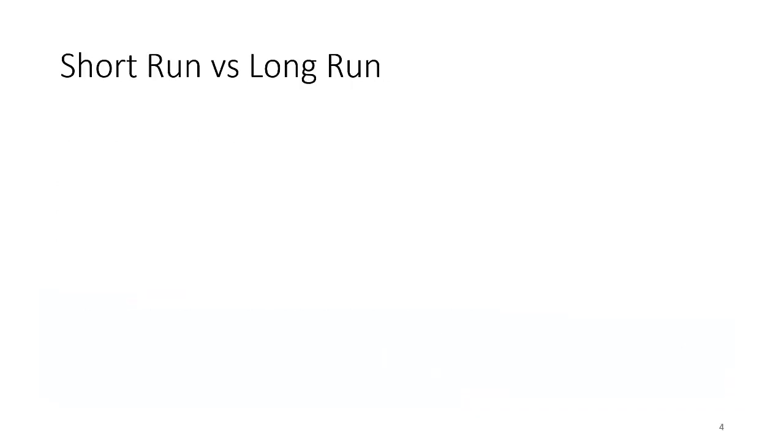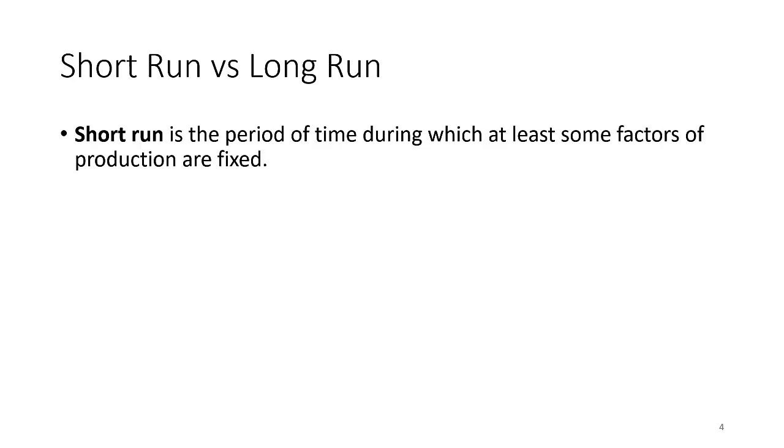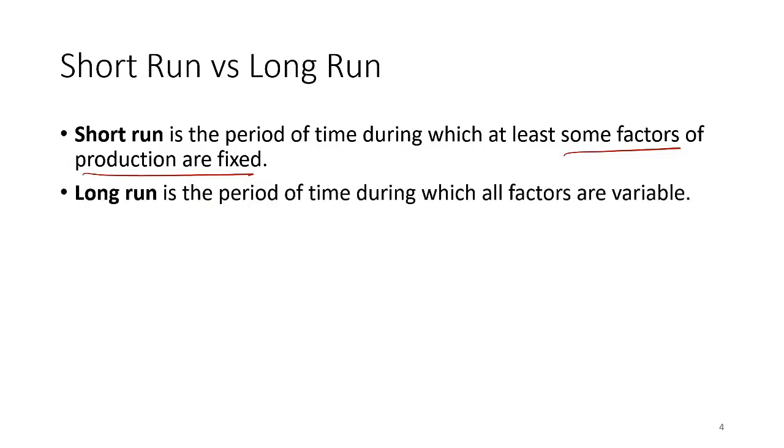Another distinction I would like to make is short run versus long run. This is a very important distinction in economics, both in microeconomics and macroeconomics. Let's try to understand what a short run is. In microeconomics, the short run is a period during which at least some factors of production are fixed. So in a short run, some of the factors of production, which can be land, labor, capital, or entrepreneurship, are fixed. Whereas in the long run, all factors are variable.